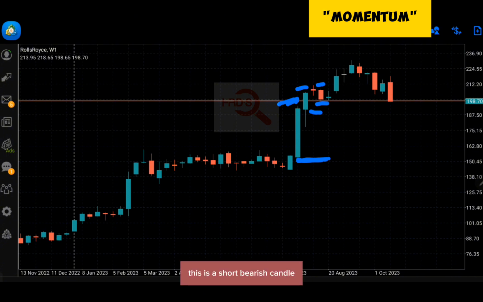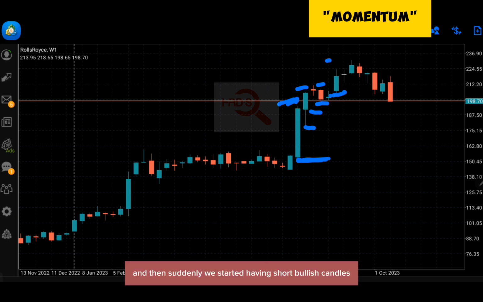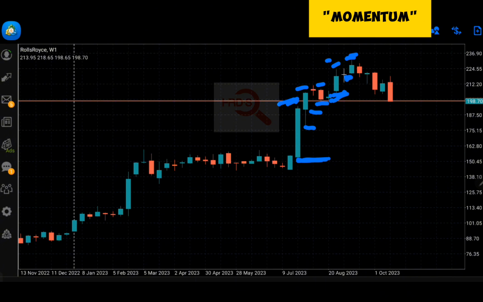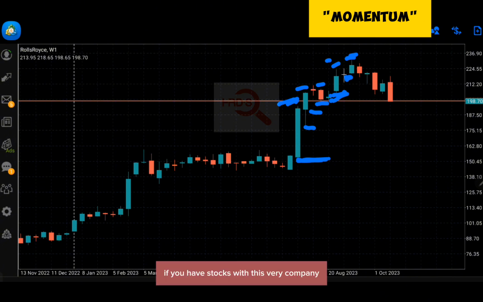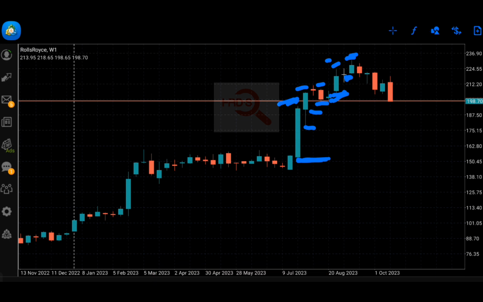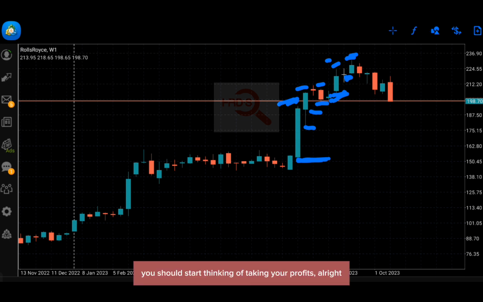This is a short bearish thing. They are not yet in charge. They have not yet covered even one bullish candle. And then suddenly we started having short bullish candles. Even from here, I should be careful. Short bullish candles. What do? If you have stock with this very company, you should start thinking of what? Taking your profits. All right.